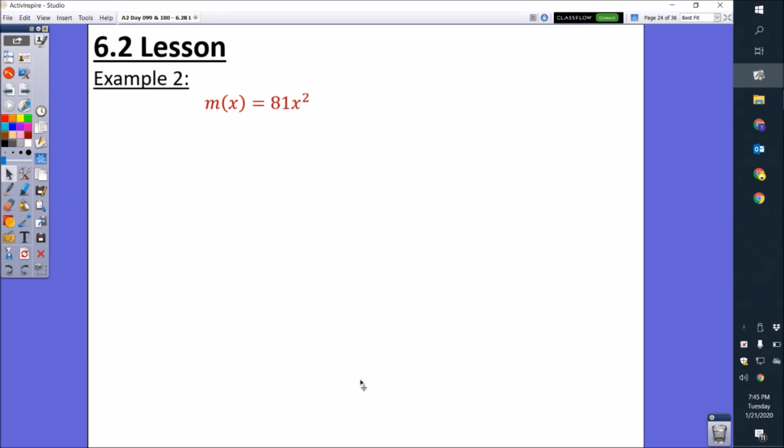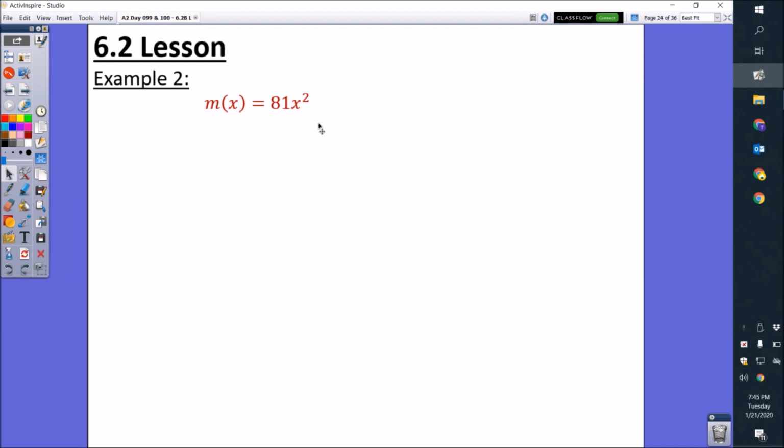Now moving on to the last example, we have m of x equal 81x squared, or also known as 81 times x squared. Now this part, I would recommend to pay close attention and, if possible, annotate or write additional notes so that way you can remember the steps and what you need to remember to do when you have this type of problem.